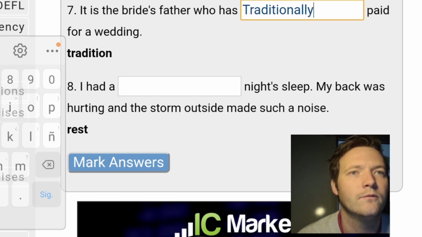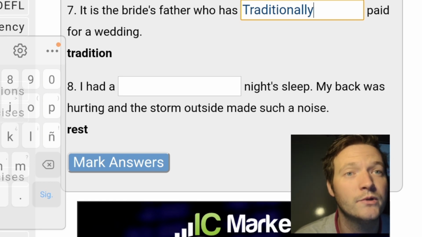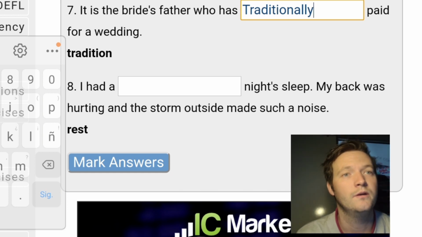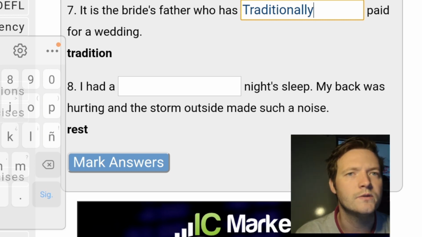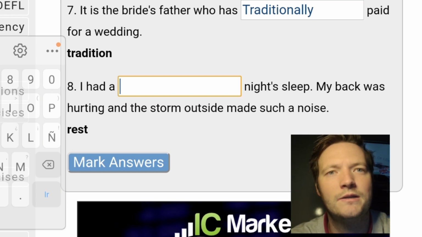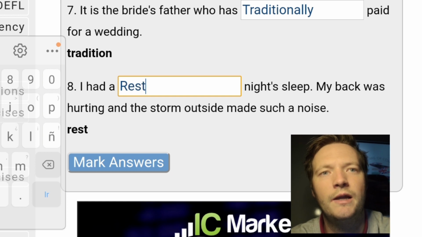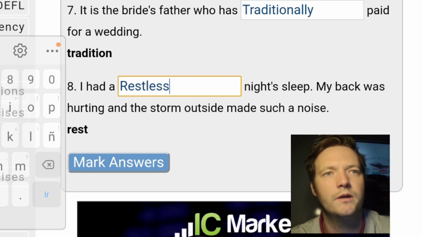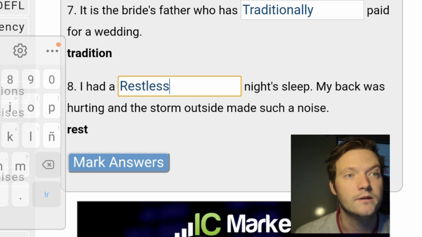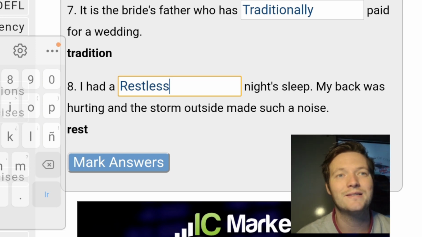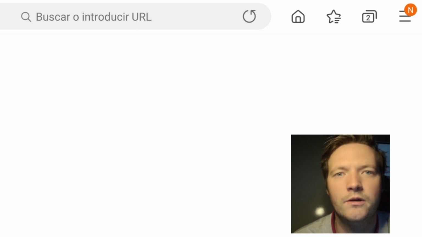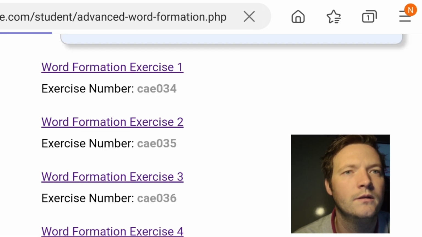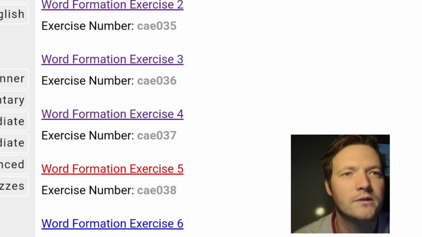I had a restless night's sleep. My back was hurting and the storm outside made such a noise. Yeah, so this was the word that came up before that we didn't use, and it's restless. It means that you were unable to relax. You were unable to sleep, I guess, in this sense. You had a restless night's sleep. Okay, I don't think we got any wrong. No, we didn't. Excellent.